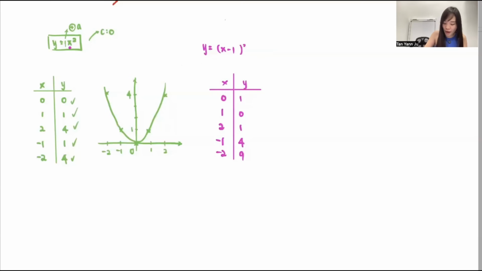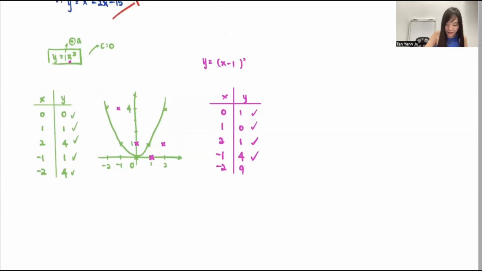So when X is 0, Y is 1. This is my first point, correct? Next one, when X is 1, Y is 0. This is my second point. When X is 2, Y is 1. This is my third point. When X is negative 1, Y is 4. This is my fourth point. When X is negative 2, Y is 9. Where's 9? 4, 5, 6, 7, 8, 9. Okay, 9 here. So negative 2, 9. Isn't it? It's on here. Okay, so guys, now I connect them together. Yes, isn't it? This is how the graph looks like.